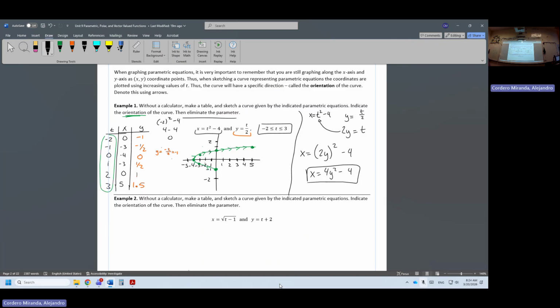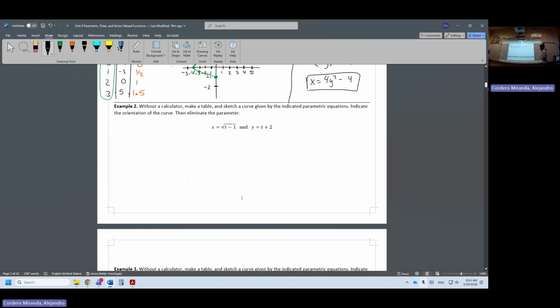Okay, sorry, people in the video. I was doing something in the class. But here's the next one. It says example 2, without a calculator. Oh, do the same thing. Yeah, all three of these are the same thing now that I think back. So all right, let's do it.